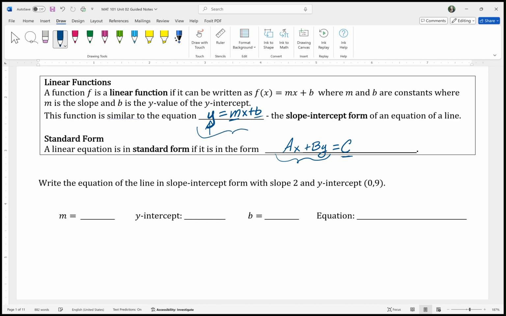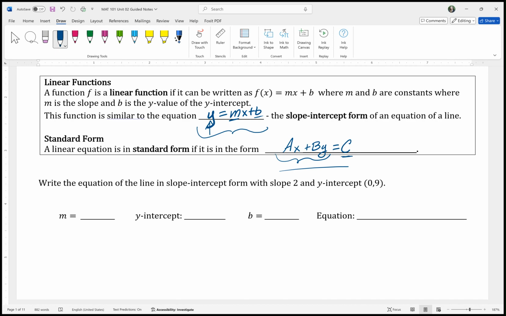This is going to be the form that we typically want it in because it's easier to work with, it's easier to graph. So if we have it in standard form, most of the time, 90% of the time, we are wanting to solve it for y to get it in that slope-intercept form. Now, let's use this slope-intercept form, y equals mx plus b, to work our example problem.